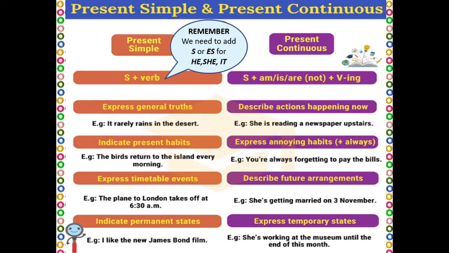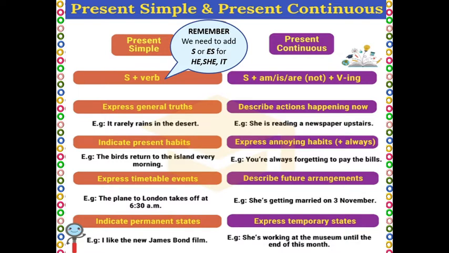To indicate permanent states, I like the new James Bond film. That is true, it's a permanent state. But when do we use present continuous? So the structure for the present continuous is the subject. We need to have the verb to be as an auxiliary verb. In this case, the first that we have: am, is, or are, plus ing. If we are using it in the negative form, we use not. Okay? When do we use it?